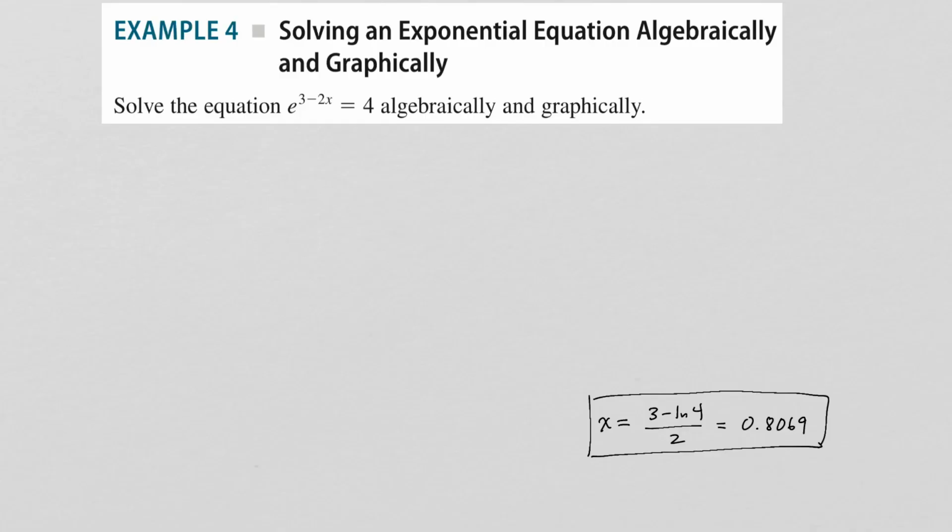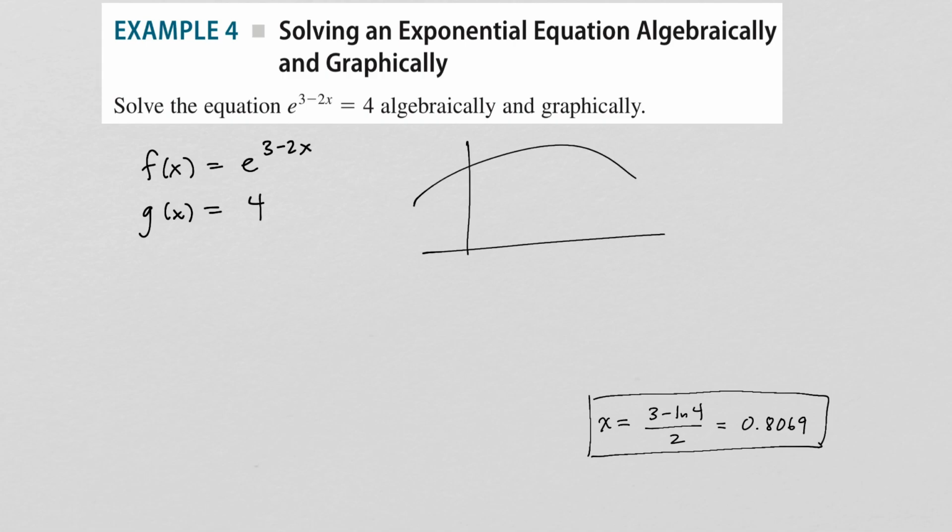To do this graphically, I would like to consider f of x to be equal to e to the 3 minus 2x, and g of x to equal 4. And the basic idea is that if I graph two functions f of x and g of x, we can solve for where they're equal to each other by finding the point of intersection. So this is the basic idea here.